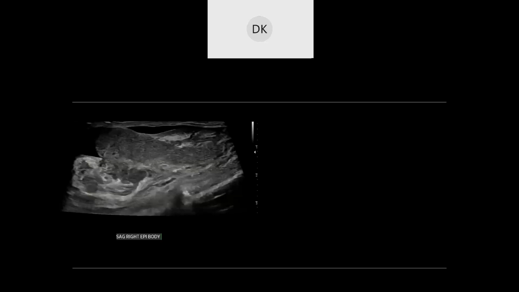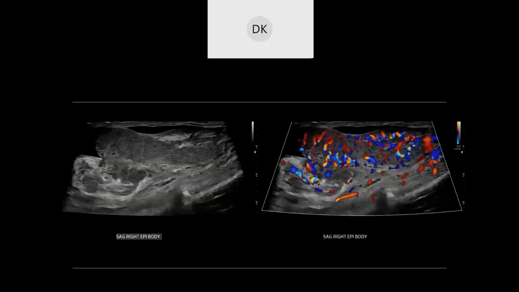So this was a patient who had a history of scrotal pain, and you could see that the epididymis is a bit enlarged, heterogeneously hypoechoic. When we add color Doppler, we have marked hyperemia diffusely throughout the epididymis. And this is a classic appearance for acute epididymitis. There's also a small hydrocele there.